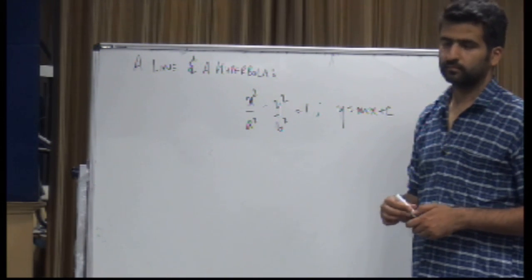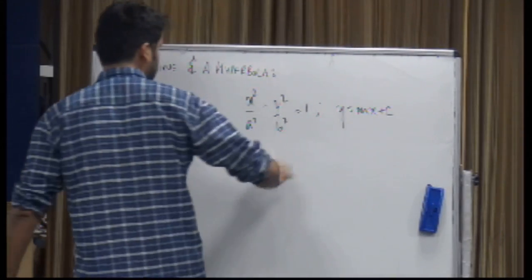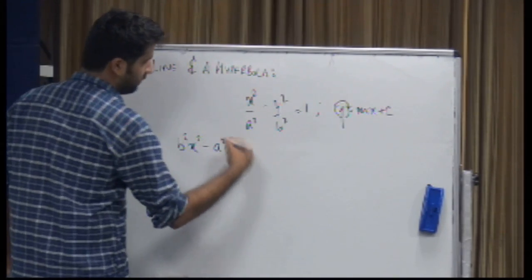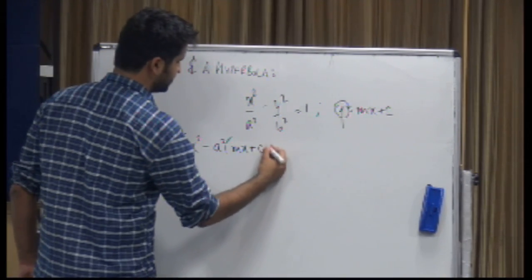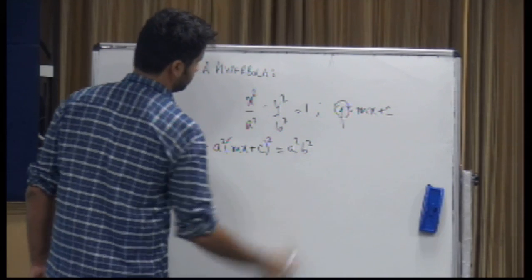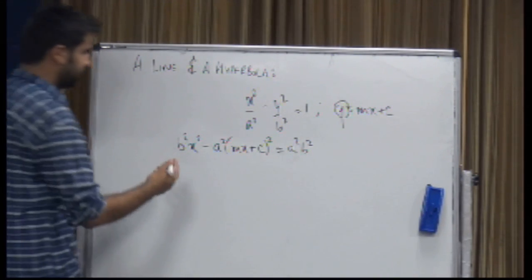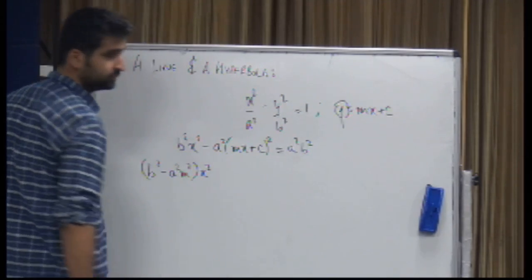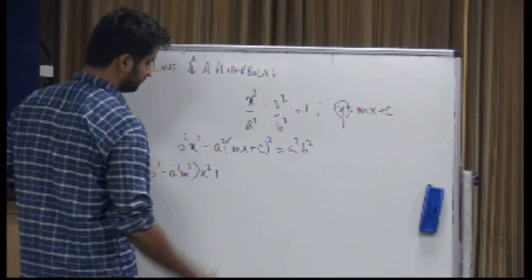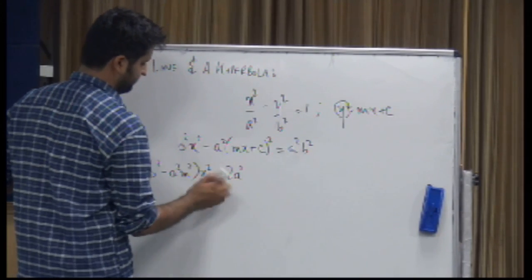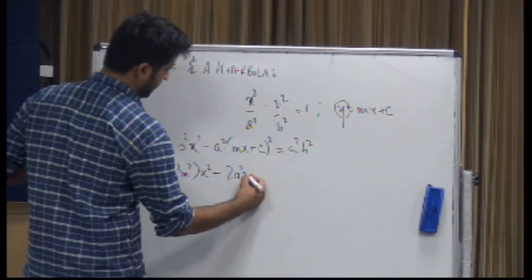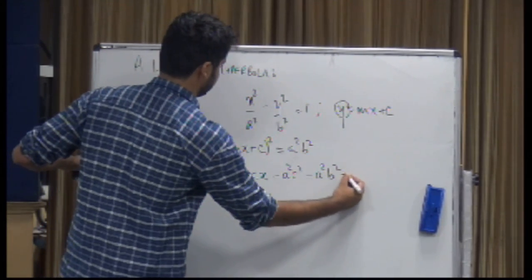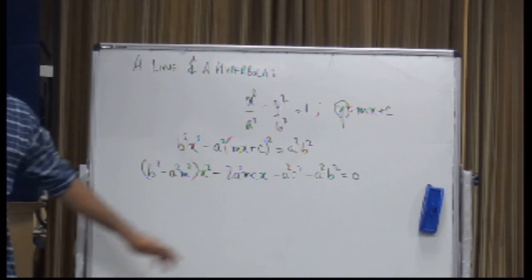Yeah. So try to derive it here. So we will put the value of y in here. So we'll get b square x square minus a square y square, so I'm putting the value of y here, mx plus c whole square, is equal to a square b square. Okay. If you expand this, you will get b square minus a square m square into x square, plus, minus 2a square mc x minus a square c square minus a square b square is equal to 0. So everybody is getting this?